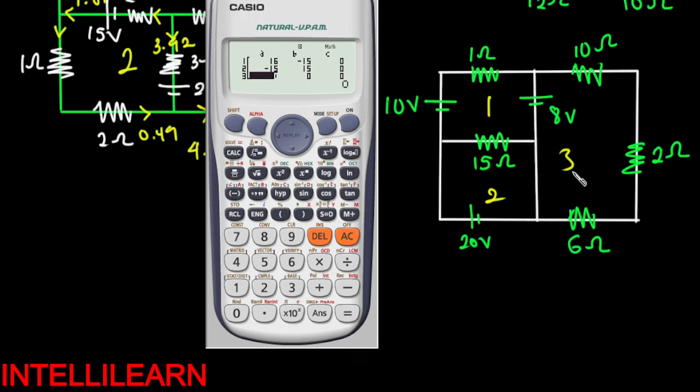Now you're in the third loop. Between third and first, is there anything that connects them? No. So you have 0. Between third and second, is there any connection? No. You have another 0. Now in the third loop, what's the total resistance? You have 10, 2, and 6. So you say 10 plus 2 plus 6. Now go around and calculate the voltage. There is a rise of 8.